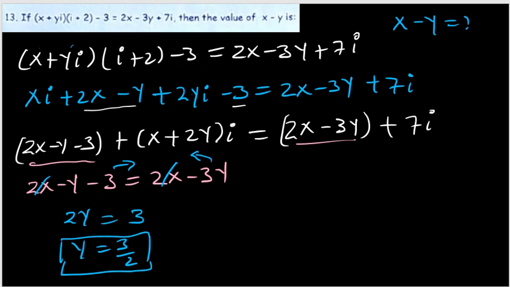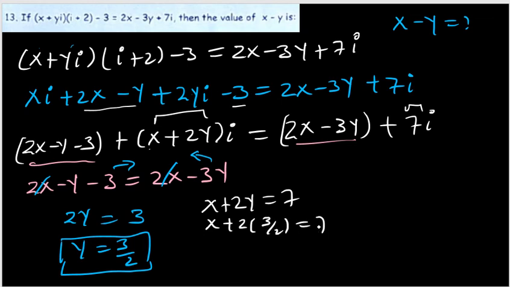What about the x? To get the x, again we can equalize the imaginary with the imaginary. Here the imaginary is equal to 7. So x plus 2y is equal to 7. X plus 2 times the y value, 3 over 2, is equal to 7. You can cancel the 2. So x is equal to, when you shift 3 over here, it will be 4. We have got the x value also.